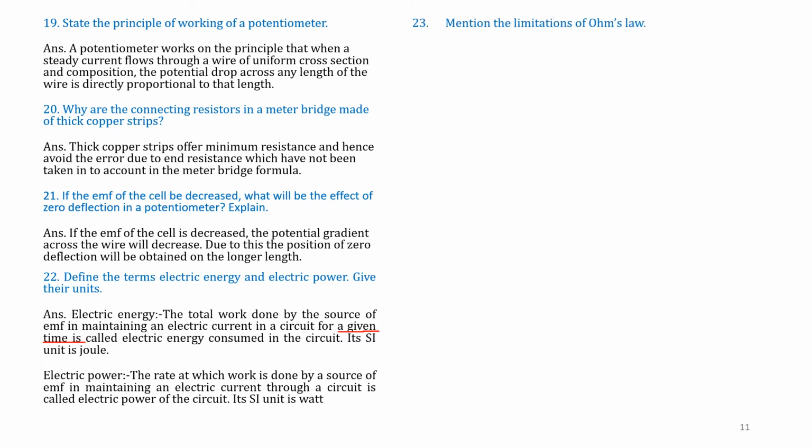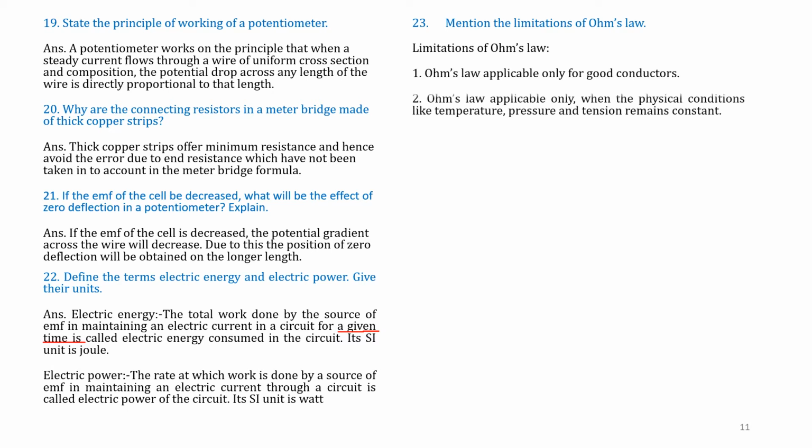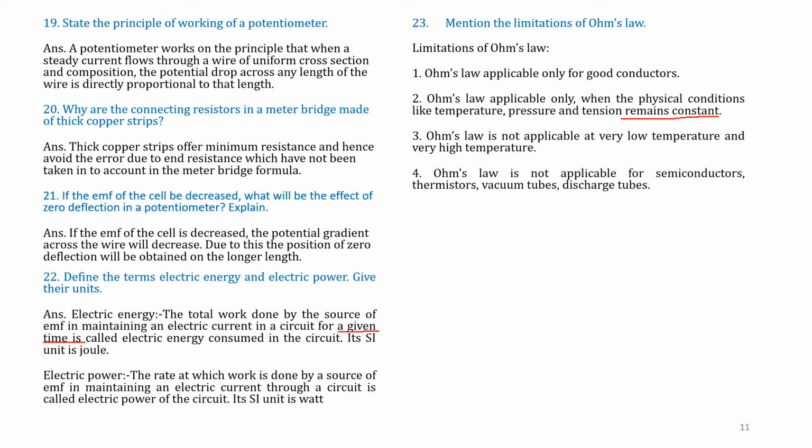Question number 25. Mention the limitations of Ohm's law. Ohm's law is applicable only for good conductors. Ohm's law is applicable only when the physical conditions like temperature, pressure and tension remain constant. That means temperature should remain constant. Ohm's law is not applicable at low temperature and very high temperatures. Ohm's law is not applicable for semiconductors, thermistors, vacuum tubes and discharge tubes because these are all non-ohmic materials.